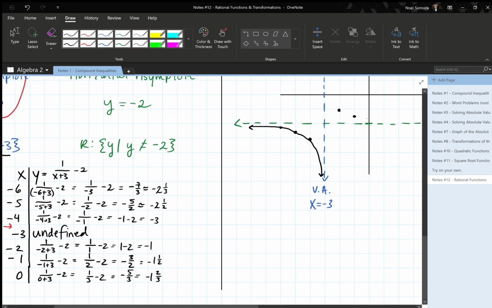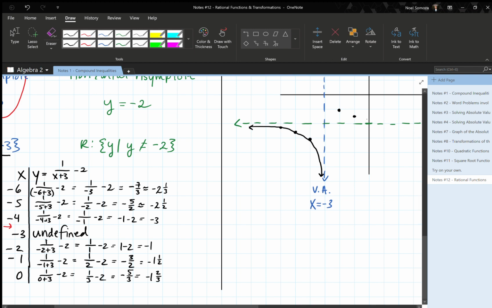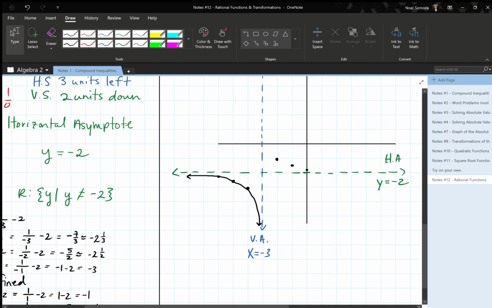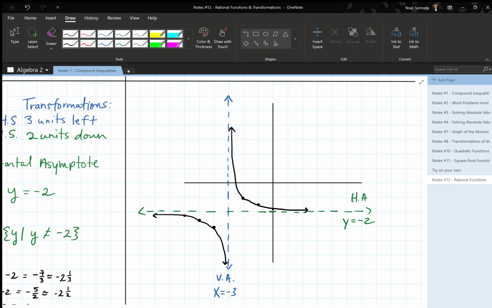So it's almost touching that asymptote line. It almost looks like the same shape, kind of reflected in a way. And the function is going to be coming down this direction. So there's our function right there.